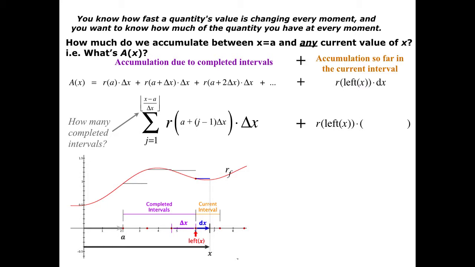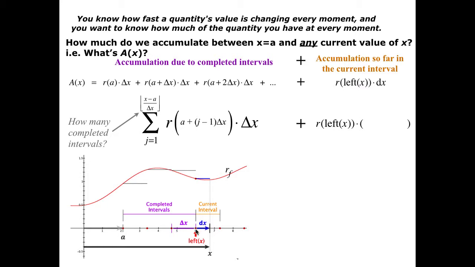But in any case, x minus a over delta x, and then round down to the next lower whole number, gives us a number of complete intervals. Beginning minus end, divide up into how many little chunks, how large a chunk you want it to be. So that gives us a way to express how many complete intervals.